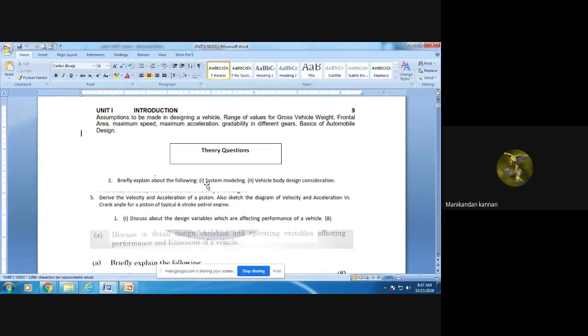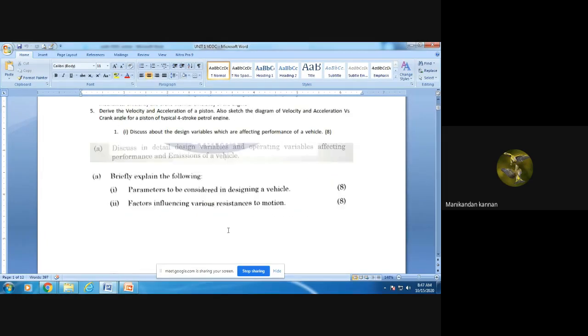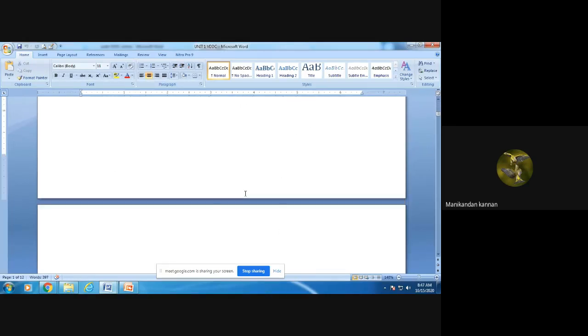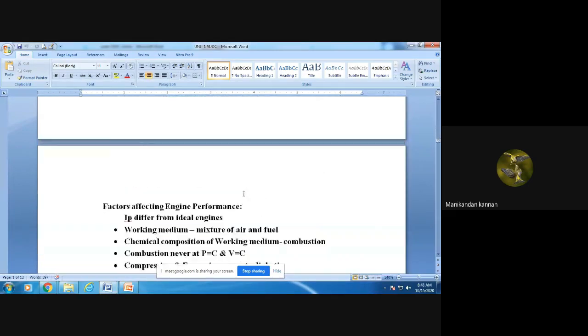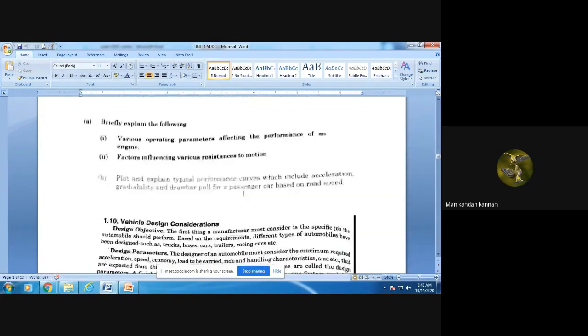They have asked what is system modeling, vehicle body design consideration, and derive the velocity and acceleration of piston, okay? This you might have studied in engineering mechanics of machines, okay? So this one, design variable we have discussed, parameter to be considered to design a vehicle, okay? These are the theory questions they have asked. This one I have explained in the first class itself.